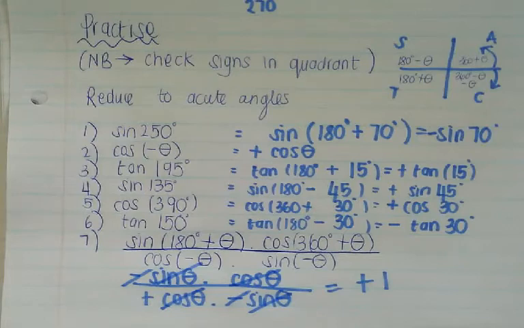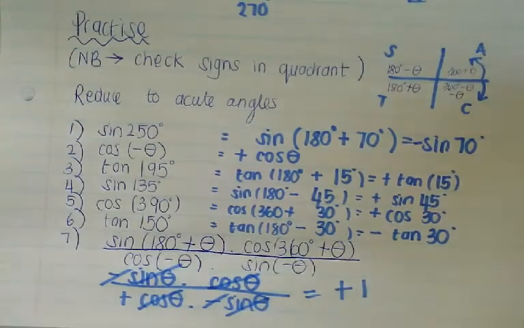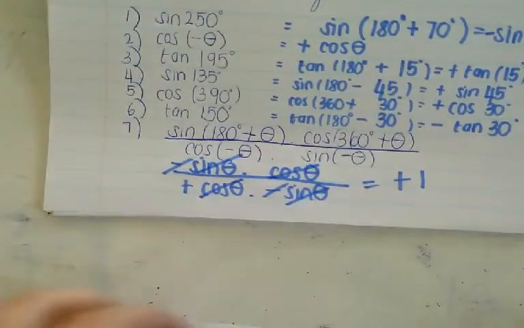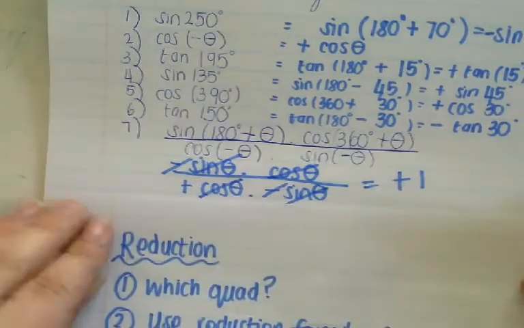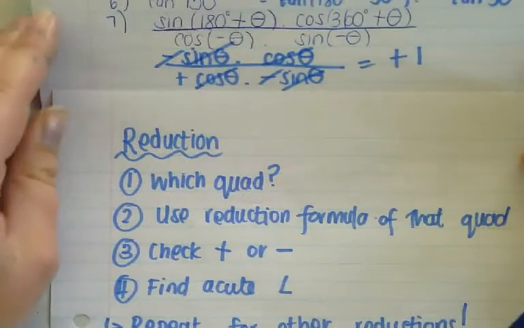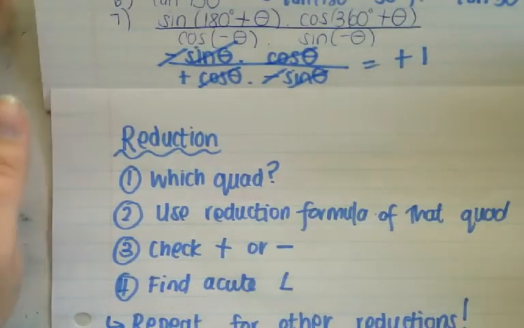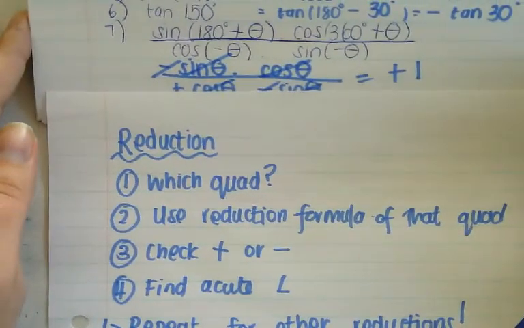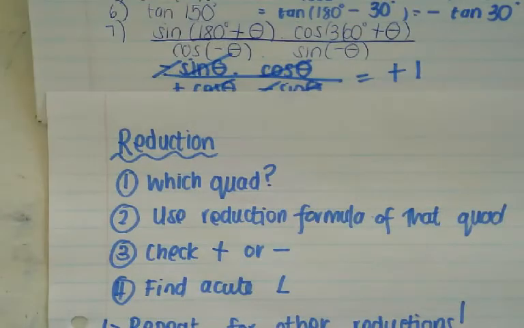So I just wrote a very quick summary of how to deal with these kinds of questions. Can you leave the 6 and 7? I'm just going to zoom out just a little bit.